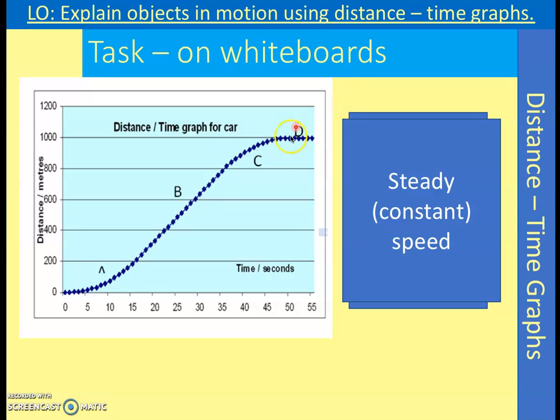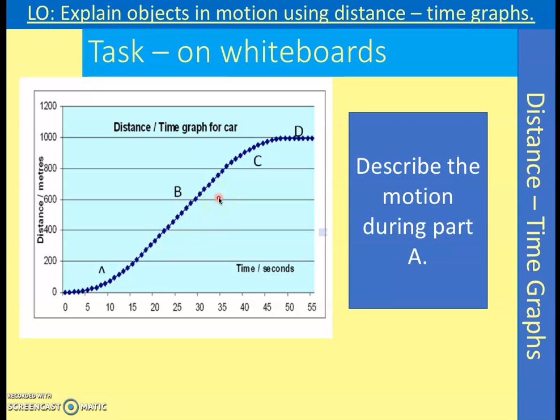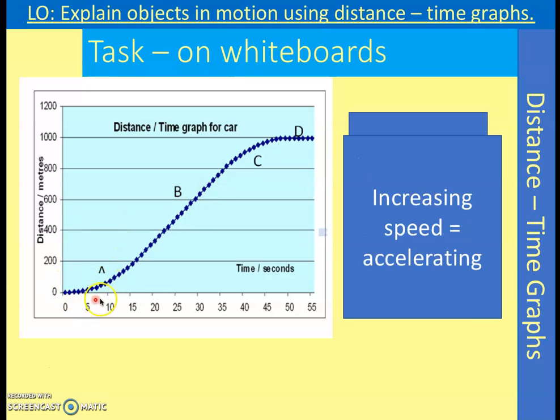Looking at part D, we know that he's stationary, and part B, we know he's going at a constant speed. But what's going on during part A? I'll give you another few seconds to do this one. Okay, 5, 4, 3, 2, 1. He's actually increasing speed, so we can see here it's quite a slow start, and then he starts to get quite quick. Alright, so we're increasing speed, we're accelerating. So part A shows me acceleration. If I look at part C, I'm decelerating. I'm starting to slow down.